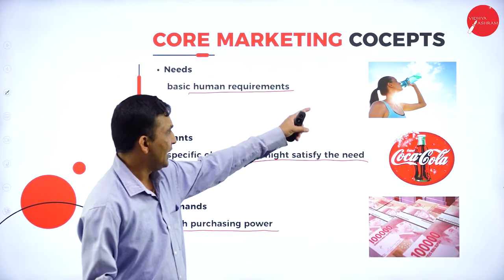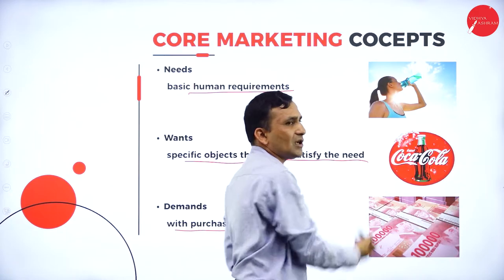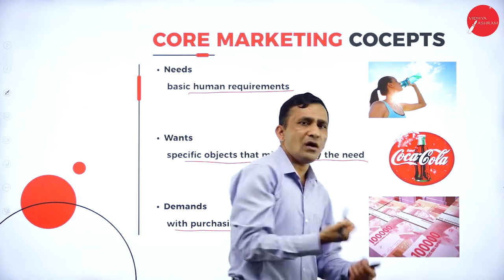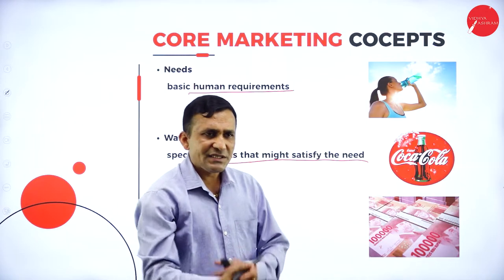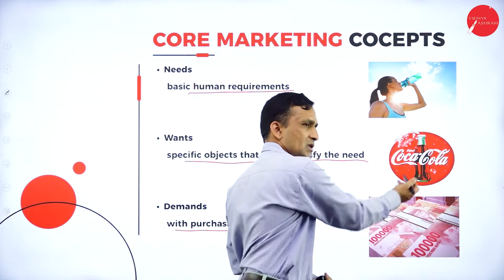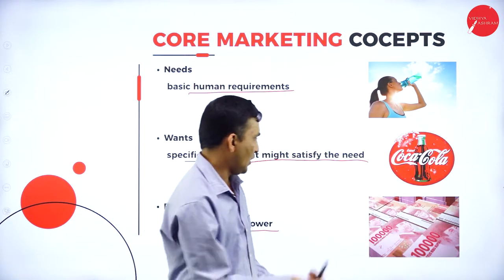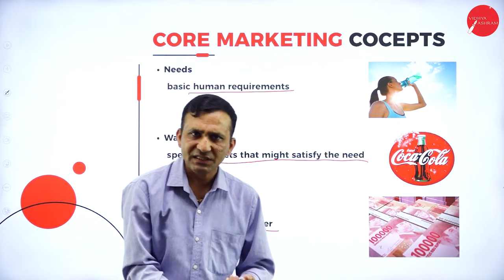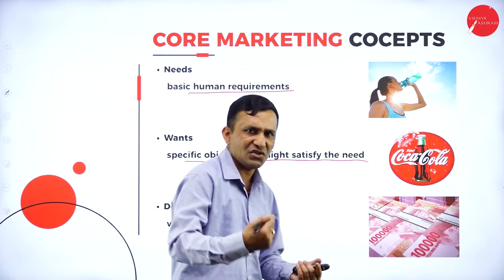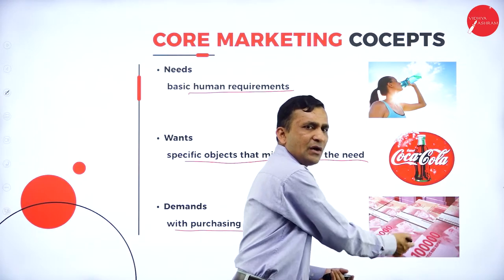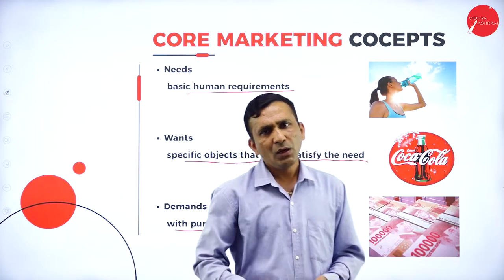So these are the images. The first one, the water. And the second one is a Coke. When you are feeling thirsty, instead of going for water, you are giving priority to Coke, which is coming under want. Okay. So obviously, if the person has the capacity or ability to purchase the product with the help of currency or payment or purchasing power, okay, it will become a demand.